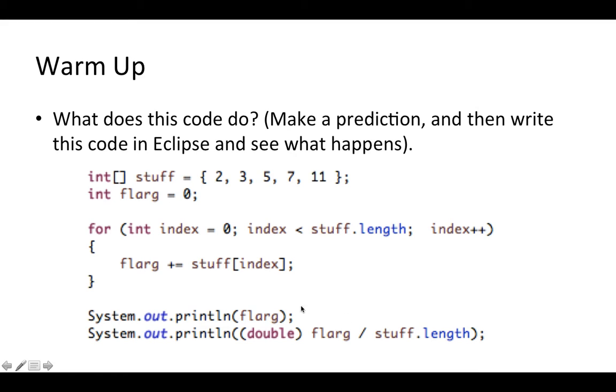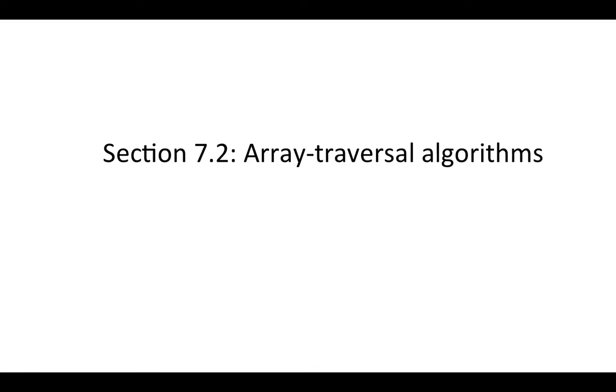So we would convert explicitly whatever flarg is, which 2 plus 3 is 5, plus 5 is 10, plus 7 is 17, plus 11 is 28. We would convert flarg from the int 28 to the double 28.0, divide that by 5, and we'd end up with a decimal. I think that's like 5.6, I want to say. So there it is. That's your warm-up.